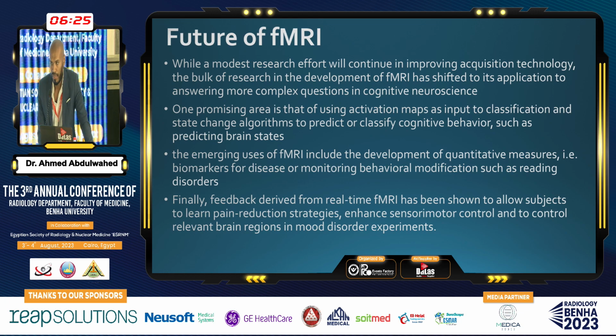What is the future of fMRI? While a modest research effort will continue improving acquisition technology, the bulk of research and development of fMRI has shifted to its application to answering more complex questions in cognitive neuroscience. One promising area is using activation maps as input to classification and state change algorithms to predict and classify cognitive behavior of humans, such as predicting violent behavior in criminals.